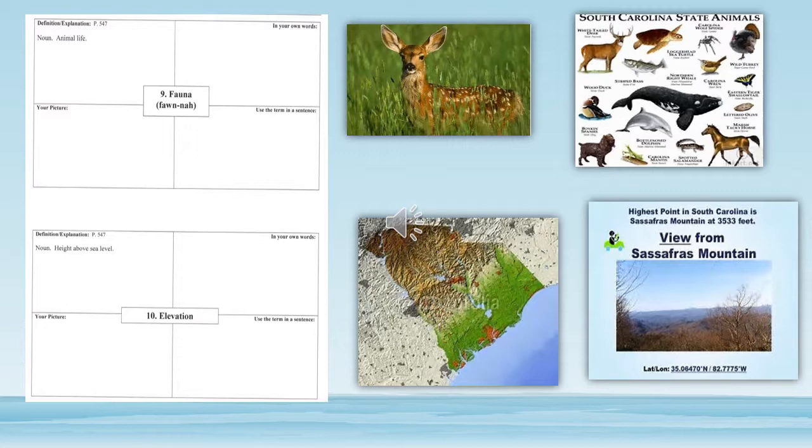Elevation is just our height above sea level. Sassafras Mountain is our highest point of elevation in South Carolina, and we'll be talking more about Sassafras Mountain later on. Down here at the bottom, you see the exact location of Sassafras Mountain here in South Carolina. That's just an example of absolute location. We've already talked about that word, absolute location, and I just wanted to point out that it's right there below the picture of Sassafras Mountain.